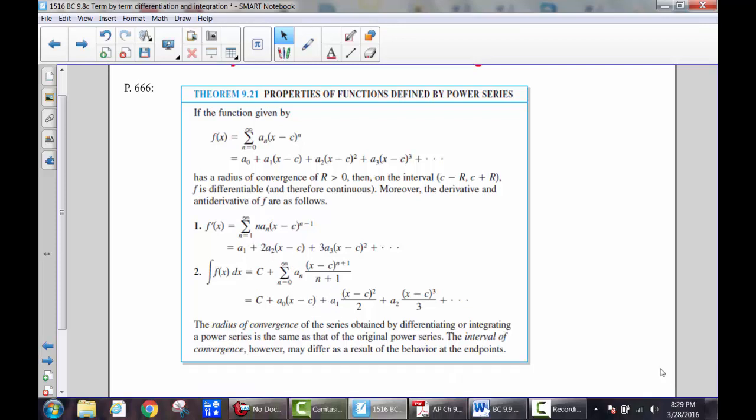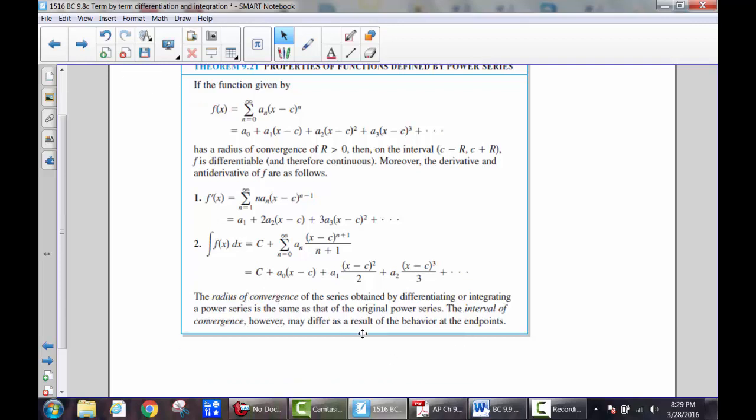And again, the emphasis is not only are you able to create a new series easily by either differentiating term by term or integrating term by term, but the radius of convergence will be the same, and the interval of convergence will be the same, except for possibly it might differ at the endpoints.